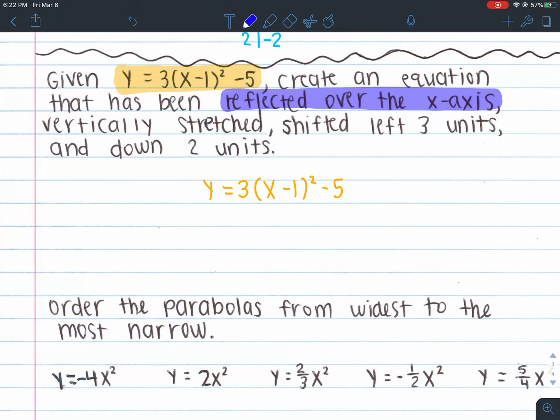Well, to reflect something over the x-axis, what makes a reflection? Reflections are caused by negative signs. So I have y equals and then a negative. Okay, and let's keep going. Let's see what else I need to keep adding on.